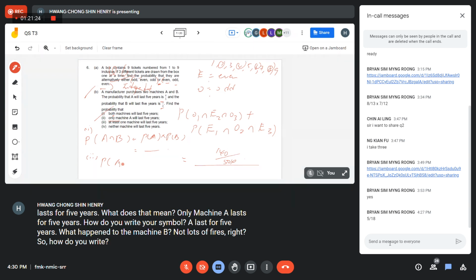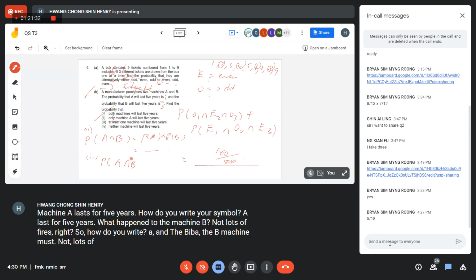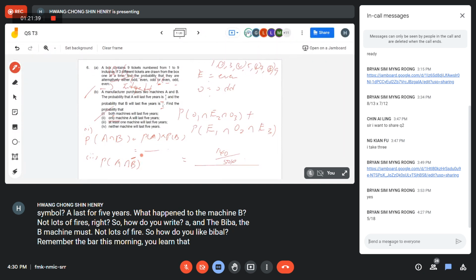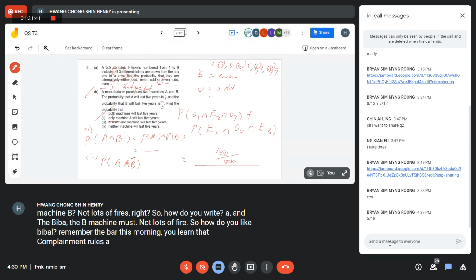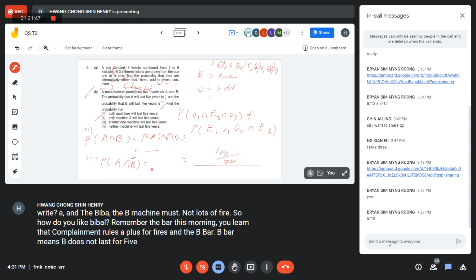So how do you write? A and B bar. Machine B must not last for 5 years. Remember the bar, this morning you learned the complement rule. A lasts for 5 years and B bar means B does not last for 5 years.